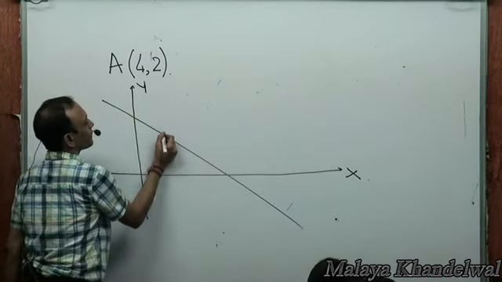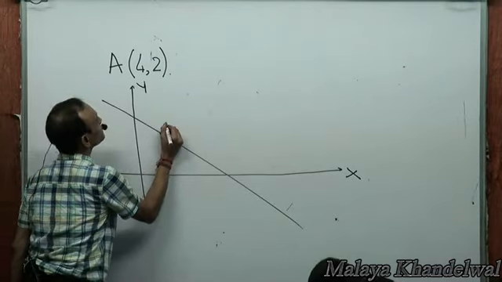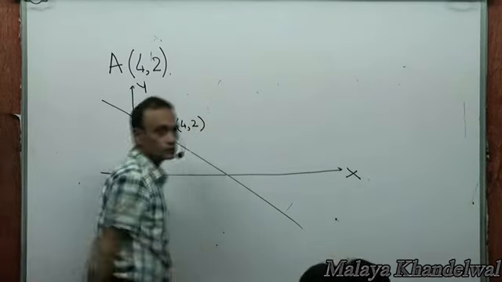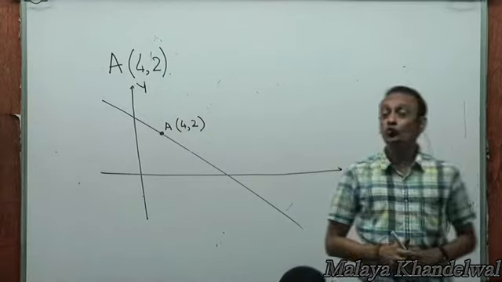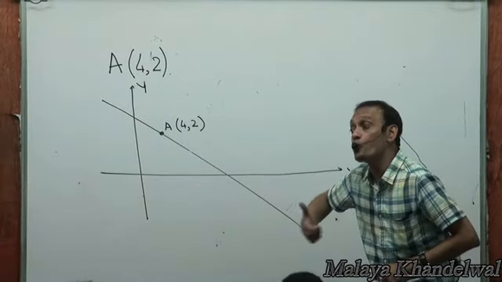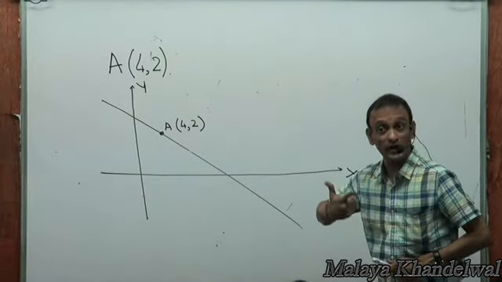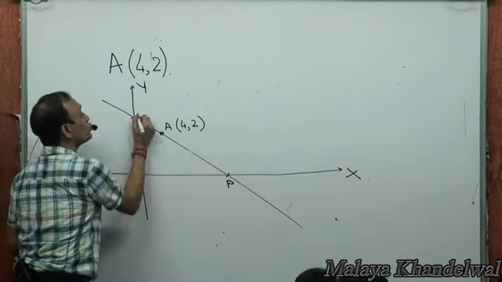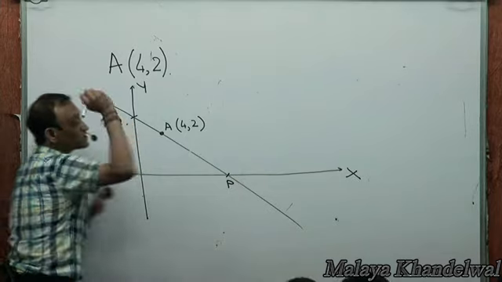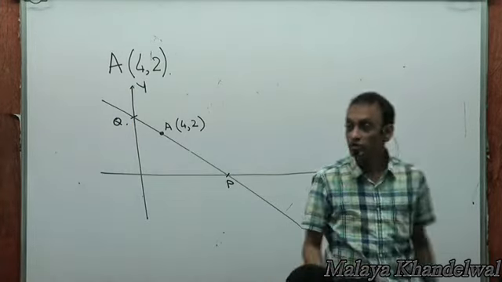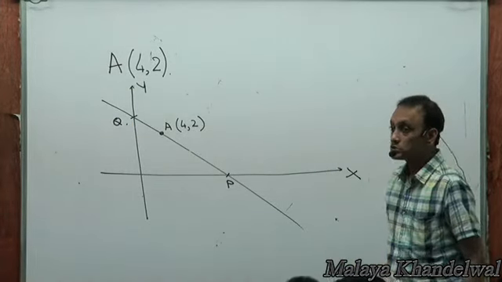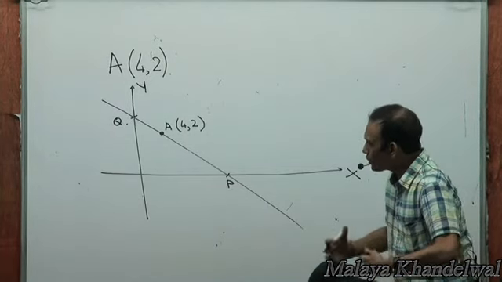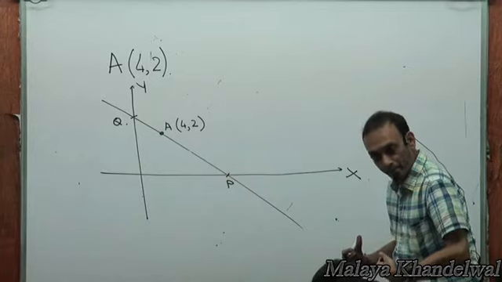Obviously, (4, 2) would be a point, say, in the first quadrant. So while I keep registering more and more lines passing through this fixed point A, what would change? The intercepts P and Q would change. Yes or no? The intercepts P and Q would change while I keep drawing more and more lines passing through this fixed point A.